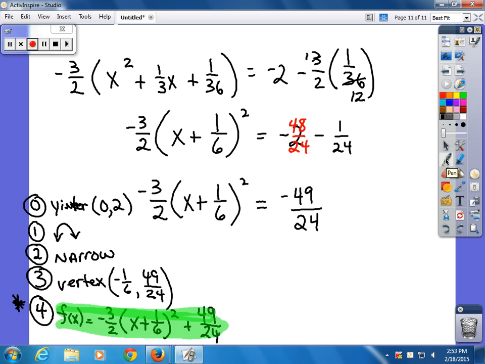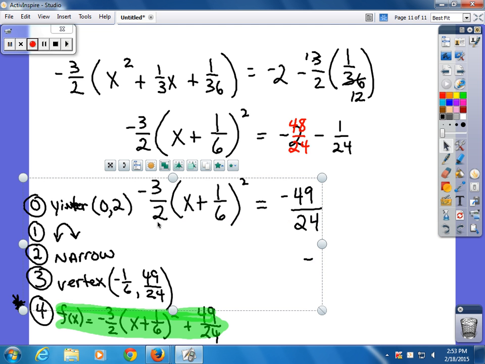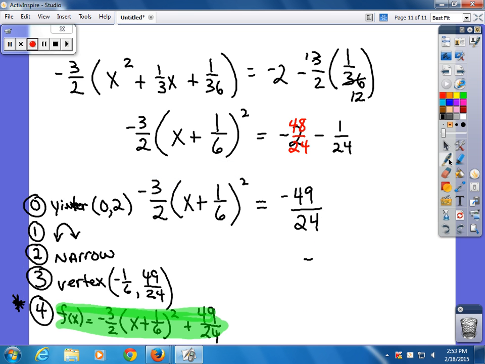So now, what's the only thing we got to do now to get our x-intercepts? All correct, Hubert. That's right, class. Appreciate the interaction. Negative, what's my dove? So negative 3 halves, (x plus 1/6) squared is equal to negative 49 over 24.